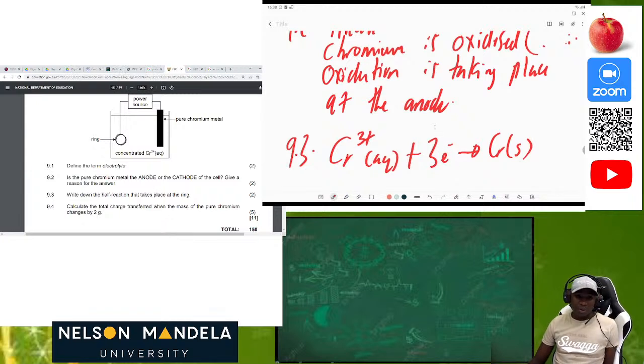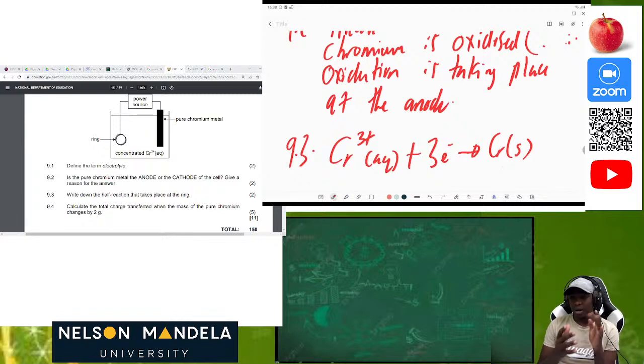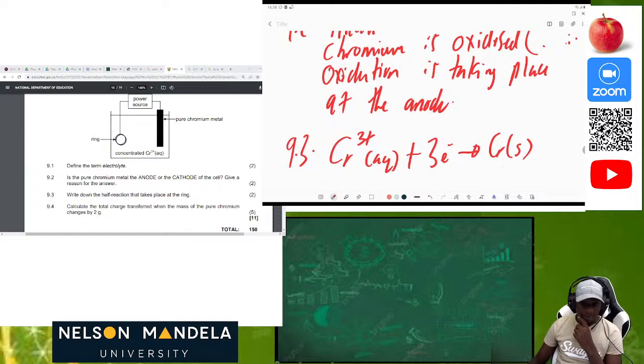So those are the questions which I wanted us to highlight. Those questions, question 8 and question 9, are able to cover both the galvanic cell as well as the electrolytic cell. I hope I was able to manage to answer your questions.